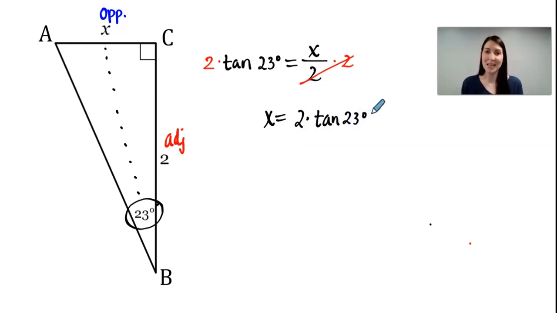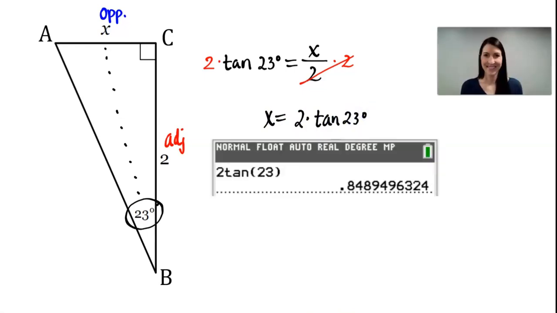Now we're ready to type that into our calculator. Here is what I've typed into my calculator. And so my answer, let's say I rounded to 2 decimal places, would be 0.85 as my final answer. If you did not get that answer, the first thing I would check for is go to your mode. Make sure you are in degree mode because our angles here are in the unit of degrees.